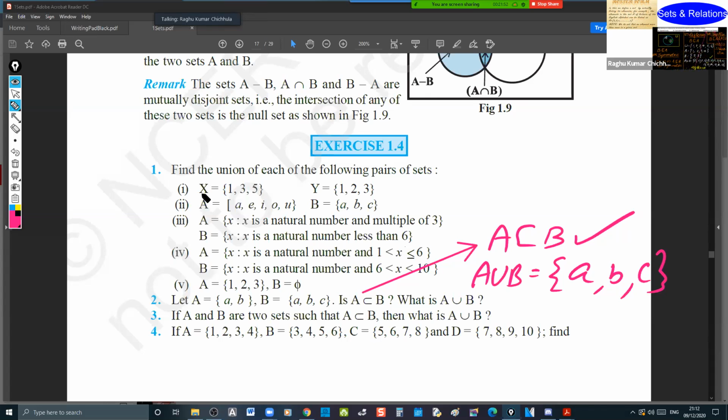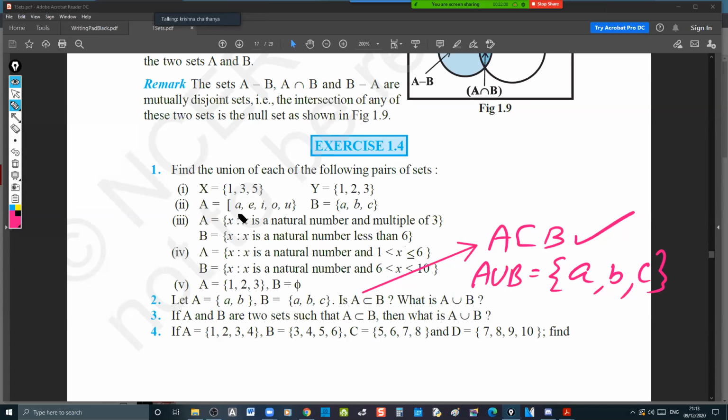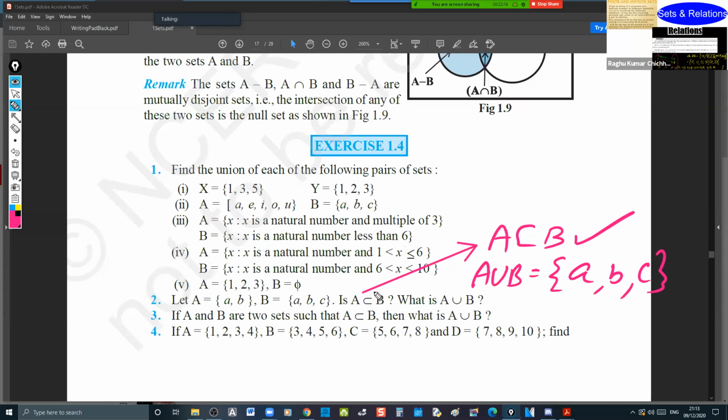Just see this. X is 135, Y is 123, and X union Y we need. X union Y means 1, 2, 3, 5. That's it. You have to write all the elements without repetition. You tell me similarly A union B, please. A, B, A, I, O, U, and B, C. That's it. Yes, sir. Similarly, x is a natural number, multiple of 3. x is a natural number less than 6.